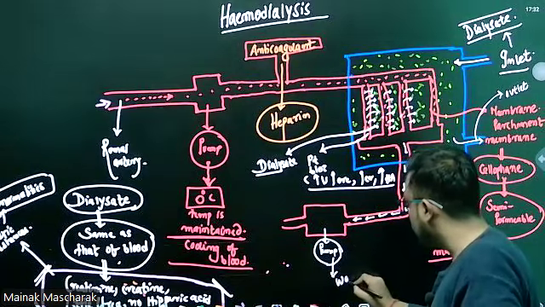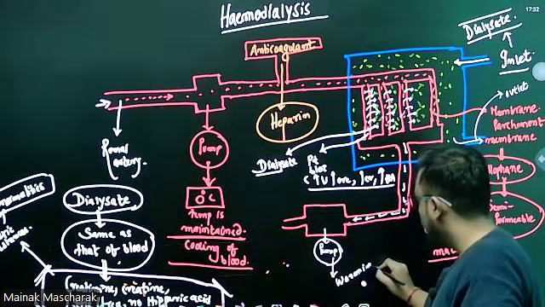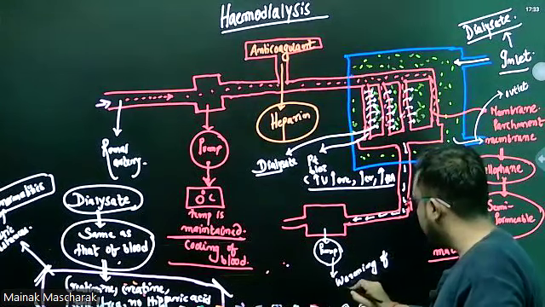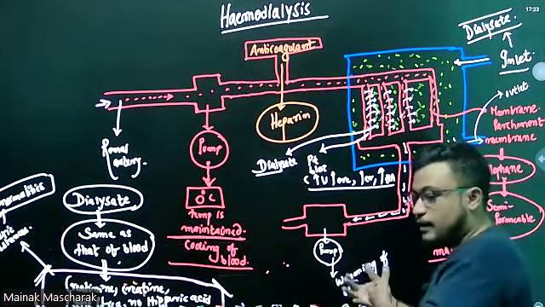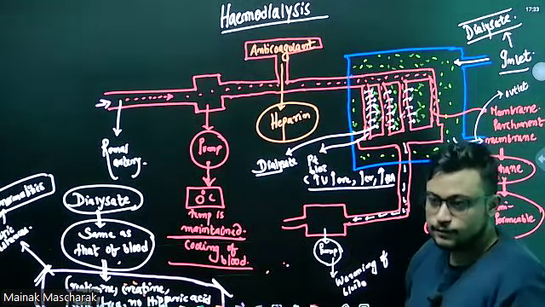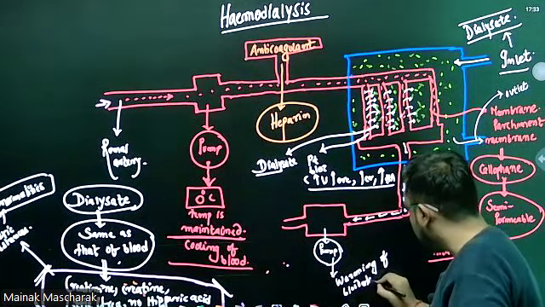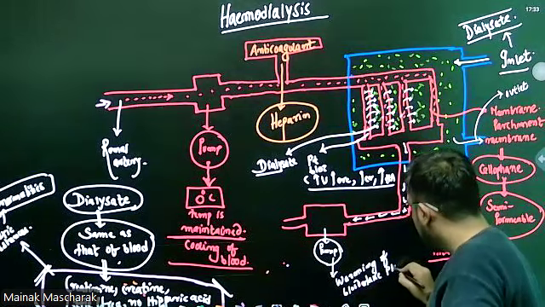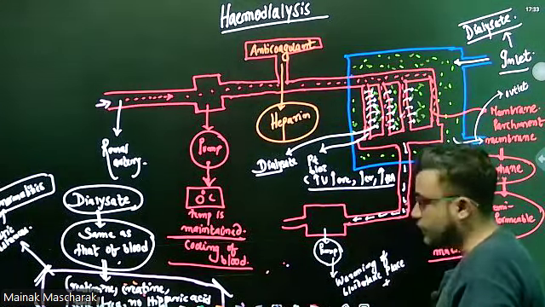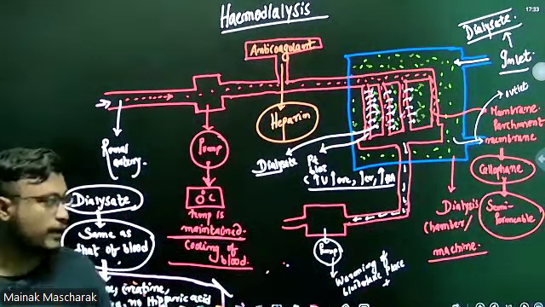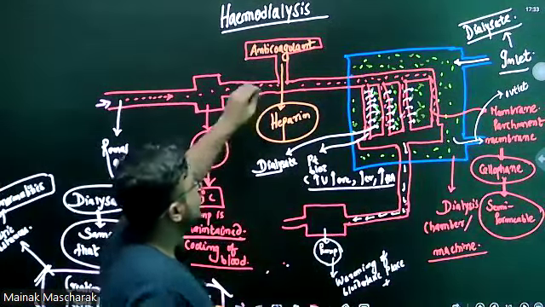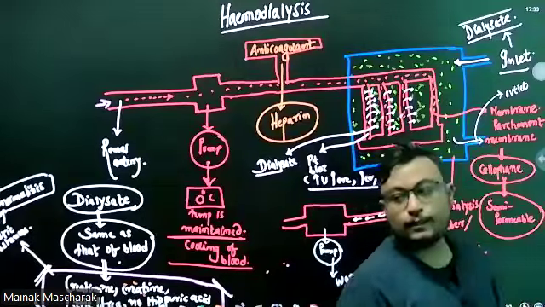So here what occurs? Here warming of blood takes place, and the warming means the blood is again brought back to body temperature. Yes or no? Warming of blood takes place. So सिर्फ warming करने से होगा क्या? ना, क्यों नहीं? Because here we had given anticoagulant heparin.